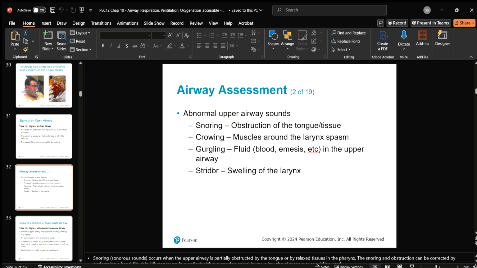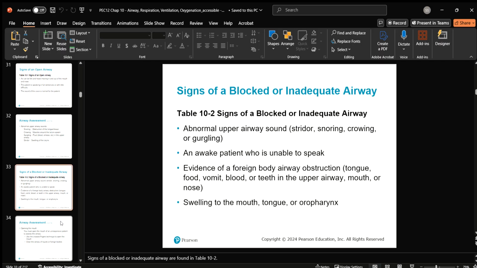So you're going to see the word stridor a lot. And you may get a question about which of the following is an upper airway obstruction. Stridor is an upper airway obstruction, as well as all of these. Okay? But we're going to talk about upper and lower airway complications. All right, blocked or inadequate airway. All right, these are some reasons.